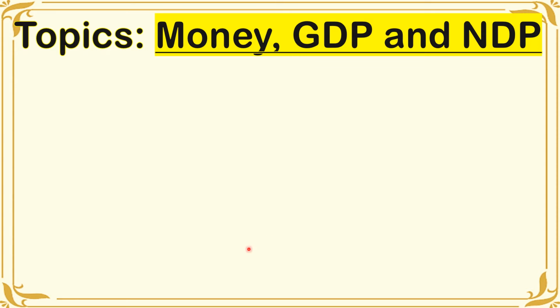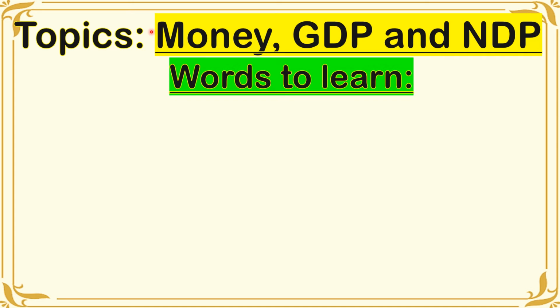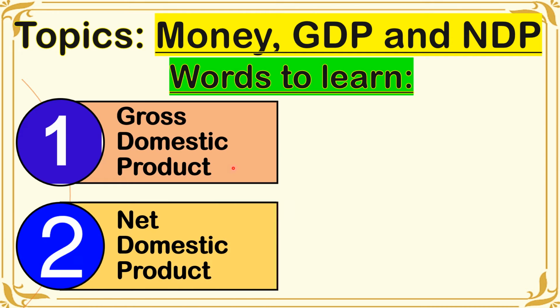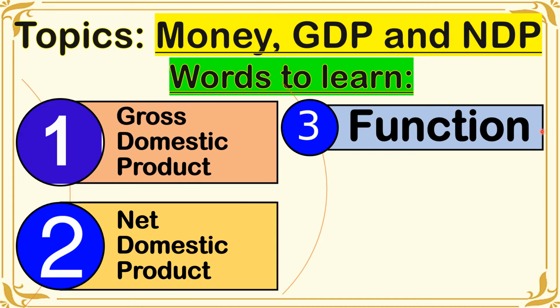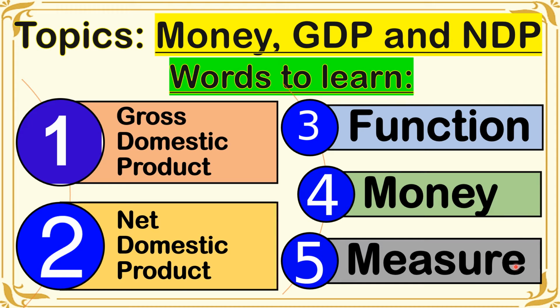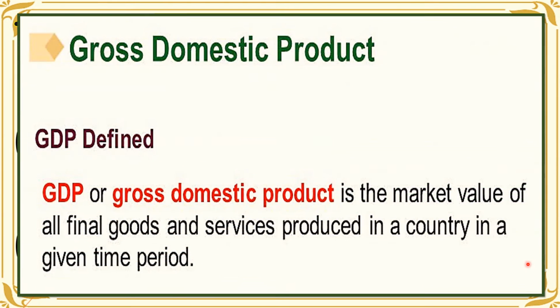Class, our topic for today are the following: money, GDP, and NDP. And these are the words to learn that can help us better understand our topic. Please repeat after me so you can still practice your reading skills and speaking skills even if you're just at home. Are you ready now? Let's start reading. Number one, gross domestic product. Number two, net domestic product. Number three, function. Number four, money. And number five, measure.